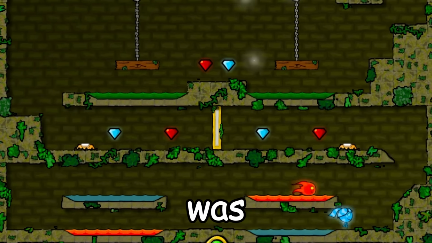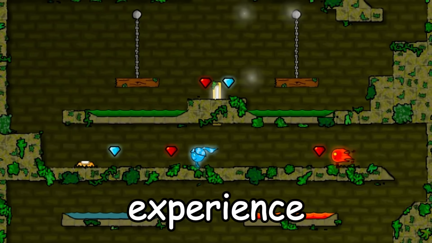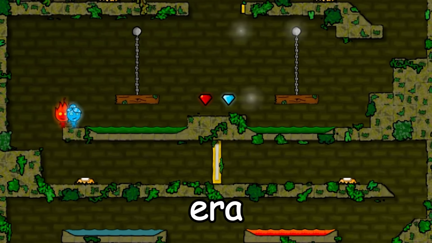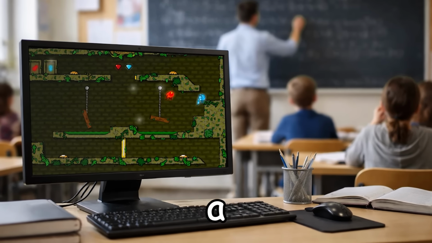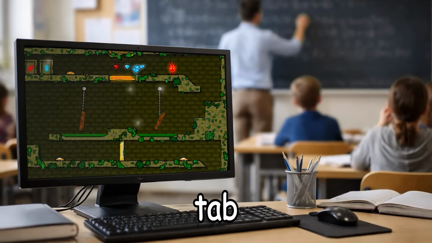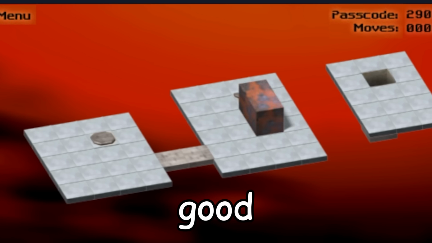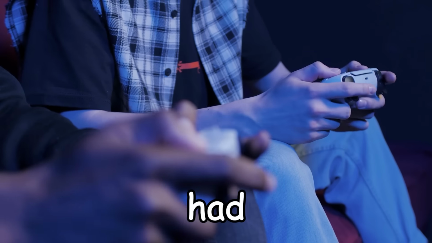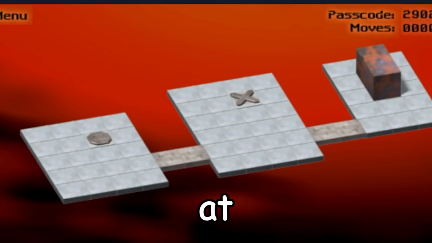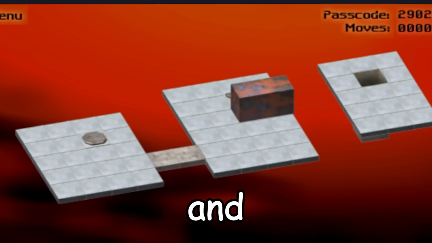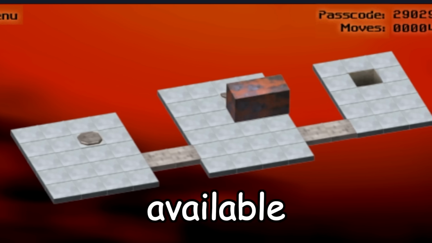What this created was a specific kind of childhood experience that a lot of people who grew up in that era still carry around. A computer lab, a teacher at the front of the room, and a browser tab hidden behind whatever you were supposed to be doing. The game was probably not very good by any objective measure. You probably had better games at home on a console, but you were at school and it was there and free and working, and that made it the best available thing in that moment.